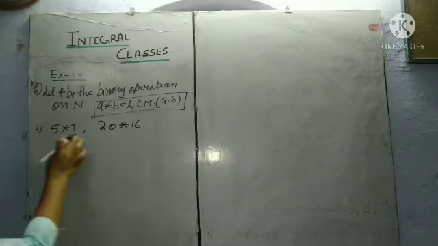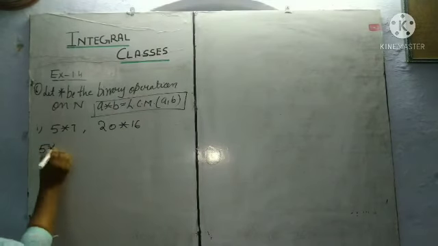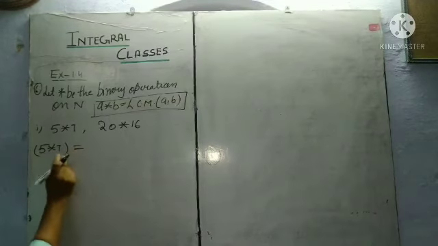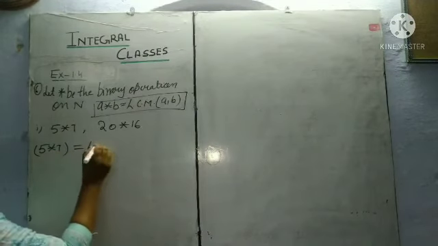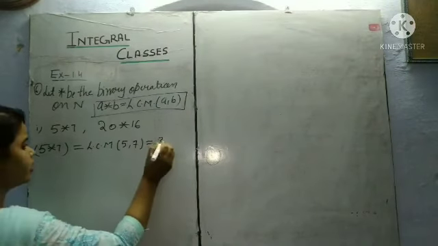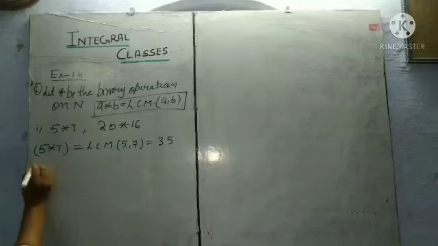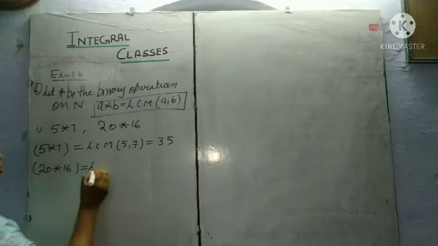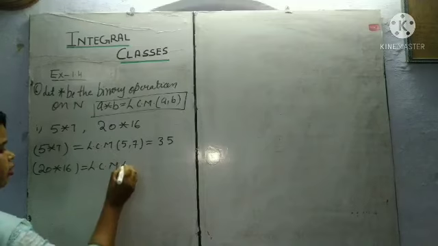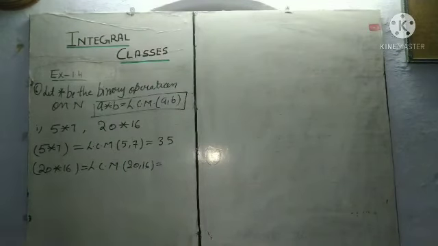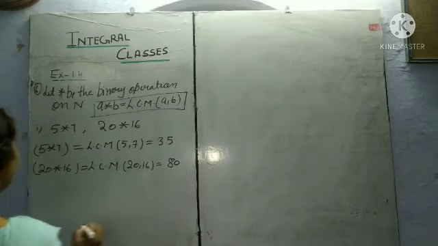So student, we know that 5 star 7 is the LCM of 5 and 7. What is the LCM of 5 and 7? It will be 35. Now next is 20 star 16. So the LCM of 20 and 16 will be 80. So these are the answers of the first part.